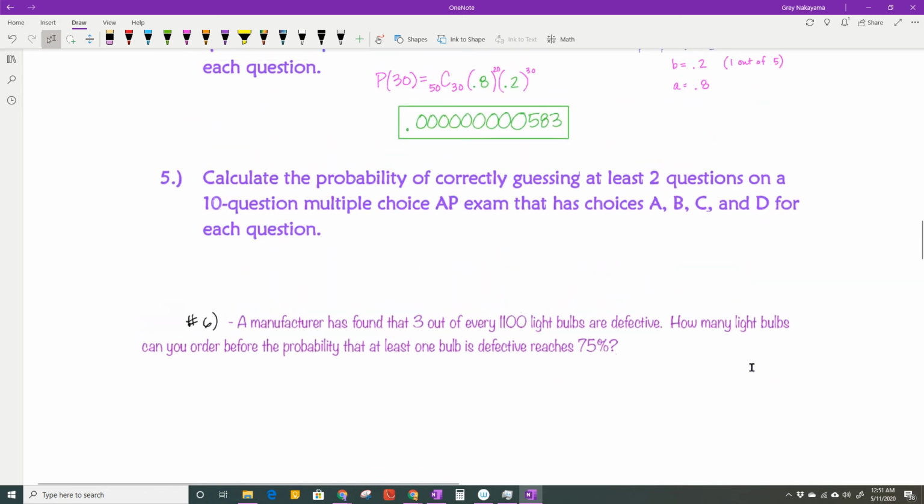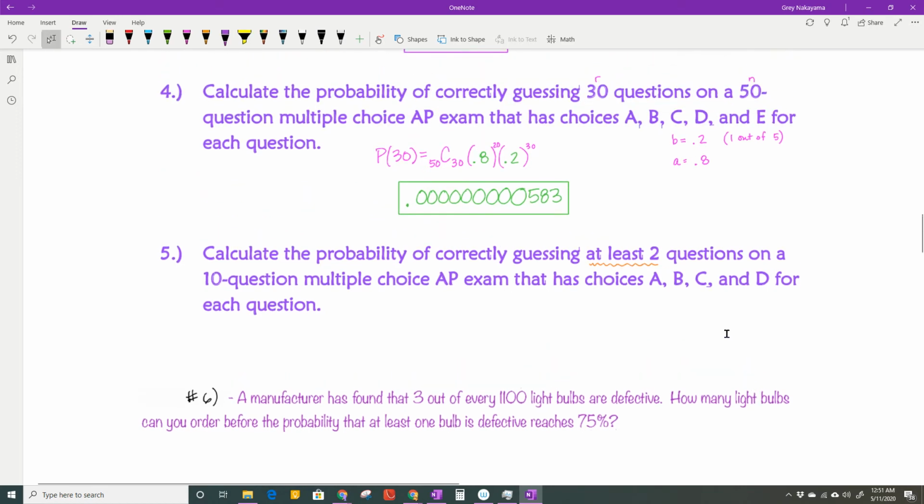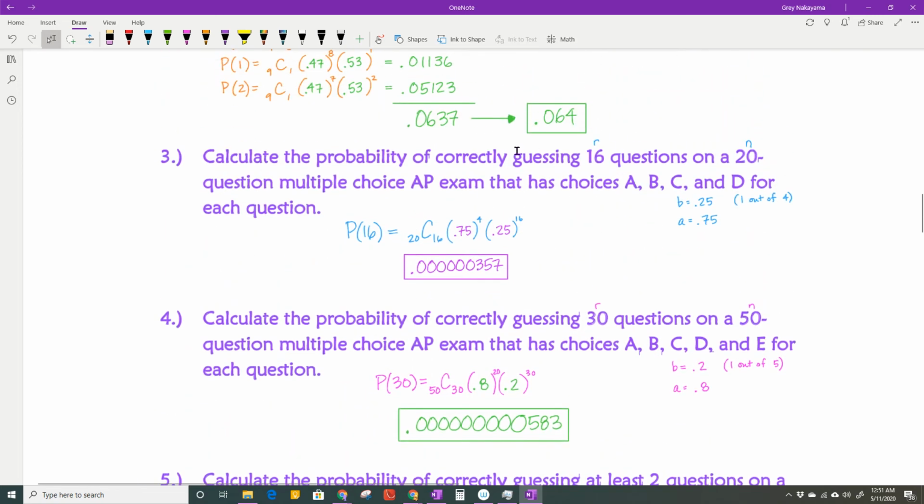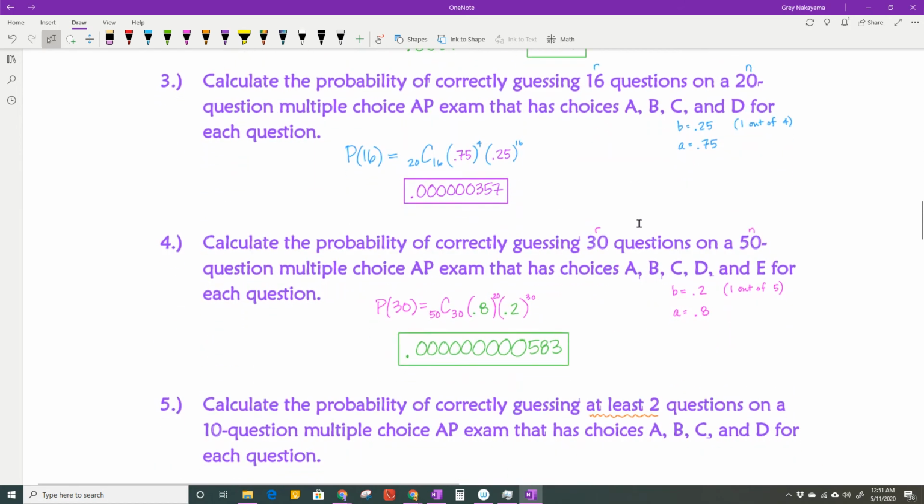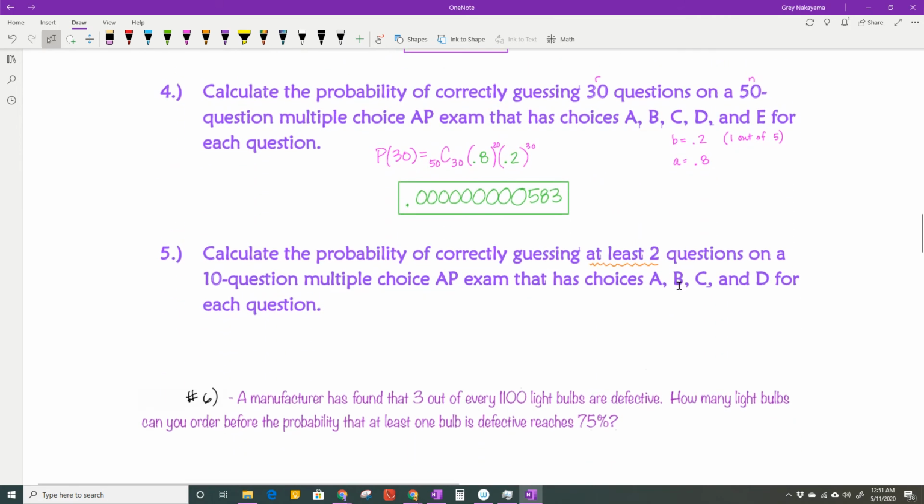So calculate the probability of correctly guessing at least 2. Okay, so again, this is the difference, at least 2. Before we had correctly guessing 30, and before that correctly guessing 16. Fewer than. So if you have fewer than or more than or at least, then you're going to have to add up several possibilities. So at least 2, that means you could have 2, 3, 4, 5, 6, 7, 8, 9, 10, because 10 is in.